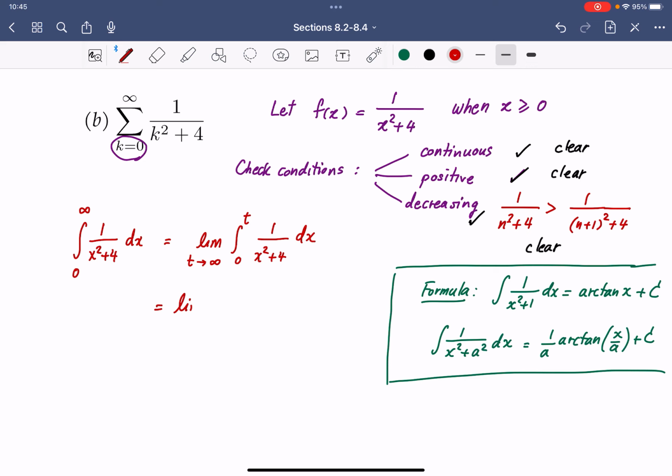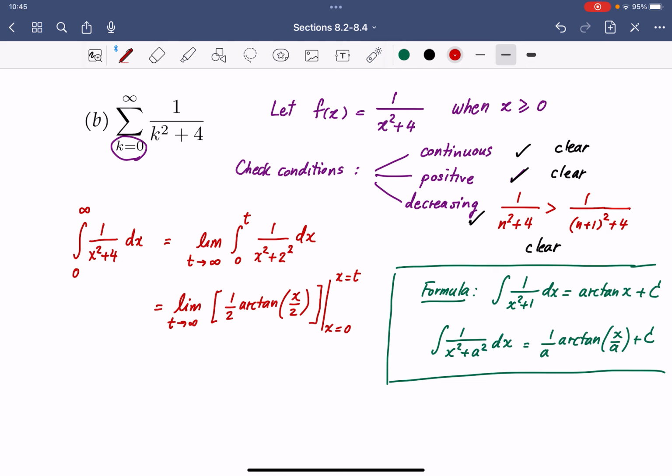And then you're going to get the limit as t goes to infinity. So you integrate this thing, you're going to get 1 over 2 arctan(x over 2). For those of you who cannot follow, imagine that 4 is 2 squared. If you apply the formula that I put in the box, you're going to get that one. And then you plug in 0 to t, x from 0 to x equals t.